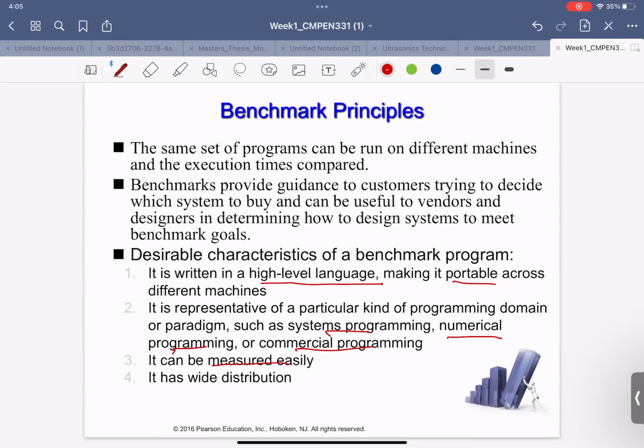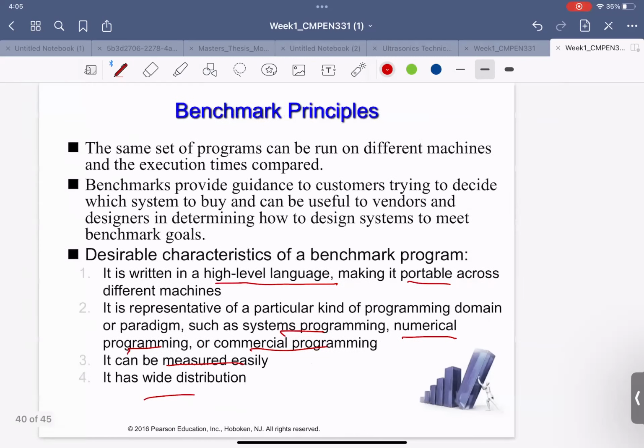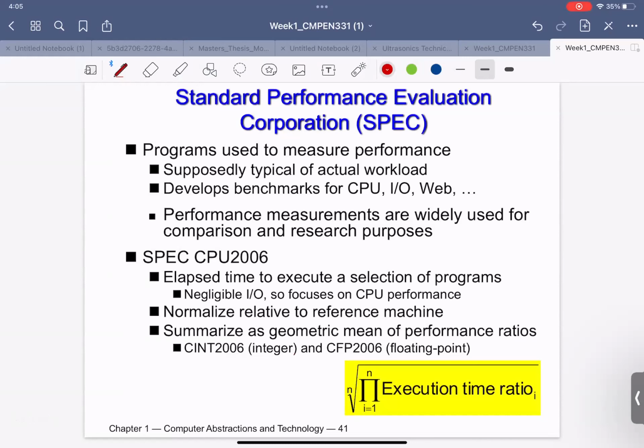Of course, this is something I think should be approachable, but one of the rules, or characteristics, that we need to follow. And at the very end, of course, it has a wide distribution. One of the famous benchmarks is called the Standard Performance Evaluation Corporation, SPEC. This SPEC CPU 2006 just used the geometric mean of performance ratios. You can just follow all of these kinds of things.